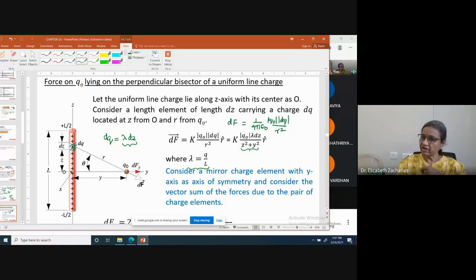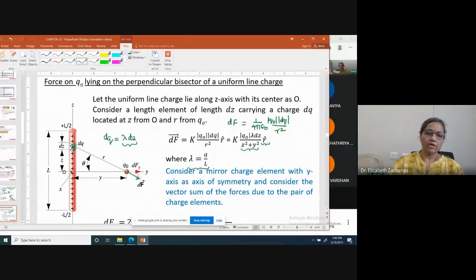Will it be a repulsive force or attractive force? Repulsive. So you have to draw an arrow starting from Q naught along the line joining the two charges and away. That's repulsion. Q naught is going to be pushed away. It's going to experience a repulsive force. So that explains how we drew this df. And we know what is the value of df. If I have to write it as a vector, I will give this r cap as the direction. Okay, now we have to use symmetry.